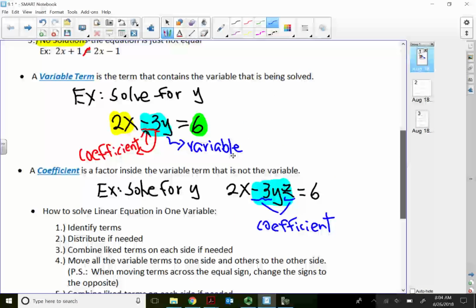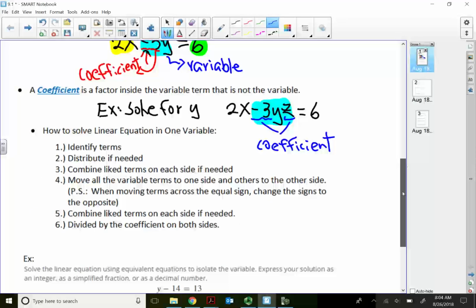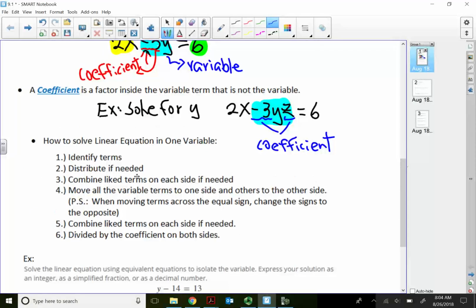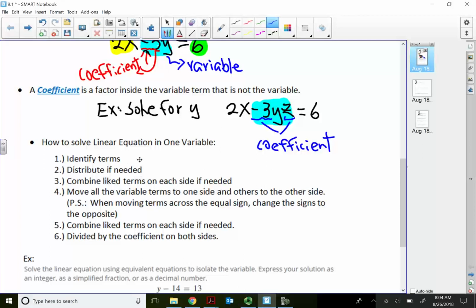Okay, so these will be the two wordings I constantly use when I'm solving any type of equations. Here I wrote down some basic steps on how to solve a linear equation in one variable. The first thing we've got to do is identify terms. Got to see how many terms you have.